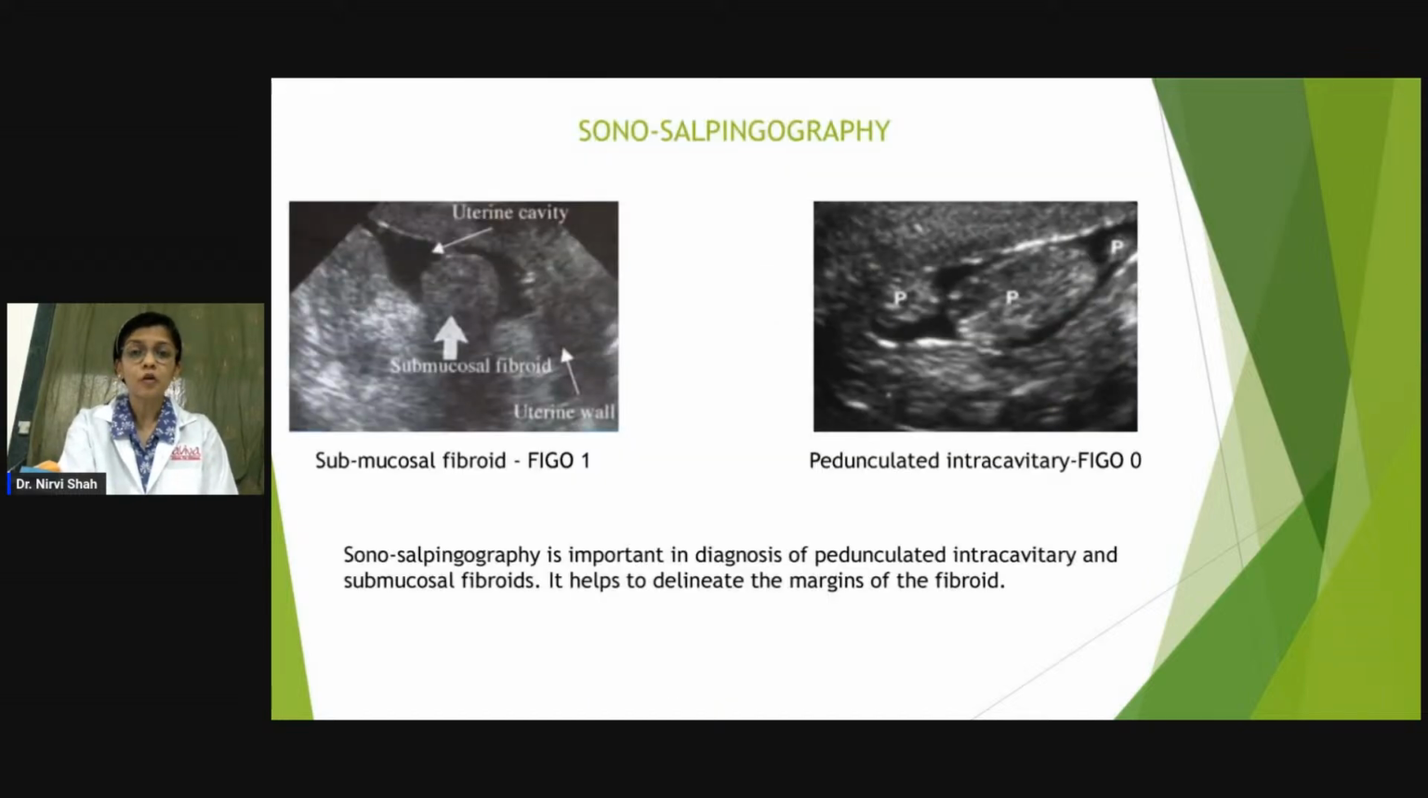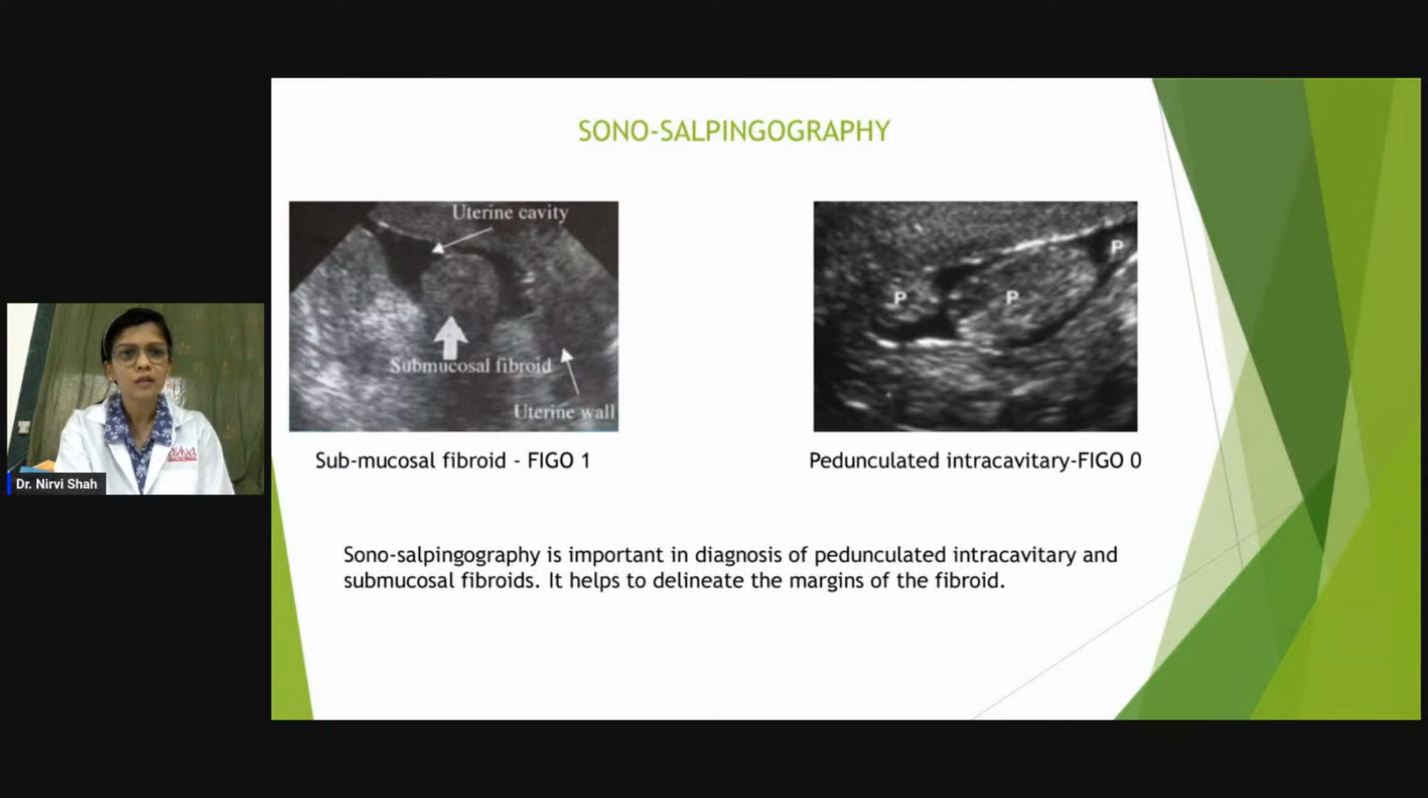This is sonosalpingography. Okay, so sonosalpingography is done by instillation of normal saline via a Foley's catheter number 6 into the uterine cavity to delineate either submucosal fibroids or polyps. So here we have FIGO 0 and FIGO 1. FIGO 0 is a completely pedunculated intracavitary fibroid, if you can appreciate here. Whereas this is submucosal FIGO 1, where more than 50% is submucosal.